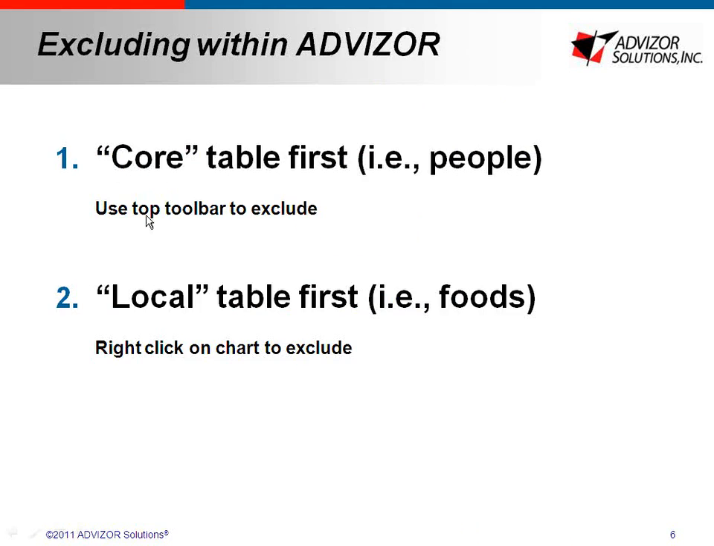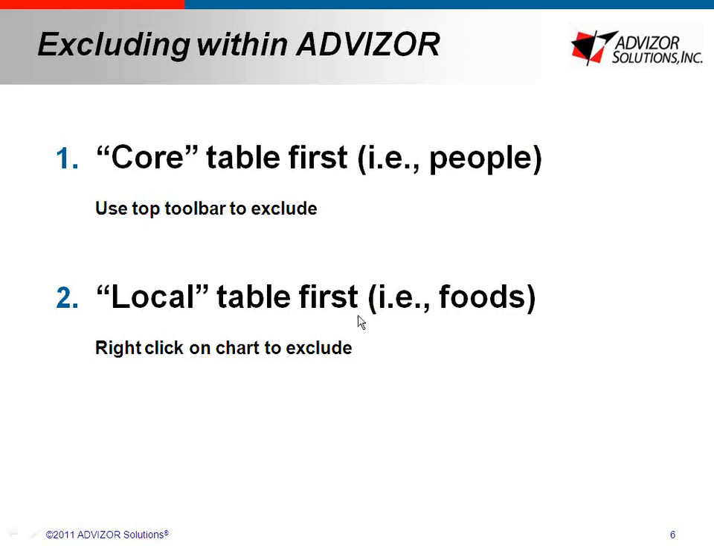And to exclude from the core table first, you would use the top toolbar on your dashboard to click the Exclude Unselected button. The second way of excluding data within ADVIZOR is from the local table first. And in this particular silly example, that's the foods table. The local table generally has that one-to-many relationship.